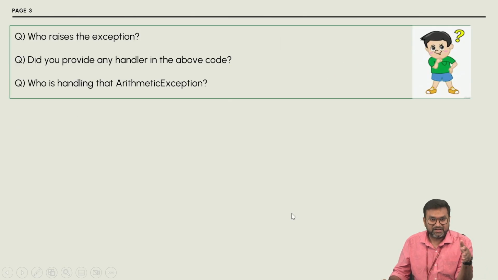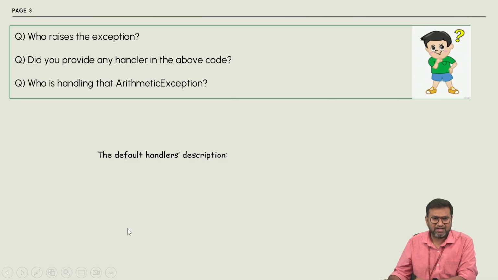Regarding the previous slide, I have some questions here. Who raises the exception? The Java compiler doesn't raise it, right? Always during execution only we are getting exceptions, right? So JVM comes into the picture. JVM raises the exception. Did you provide any handler in the above code? No, I have not provided. That's why we are depending on the Java runtime system's default handler. Who is handling that arithmetic exception? In the previous case, I have not provided any exception handler, so the default handler is going to handle it.